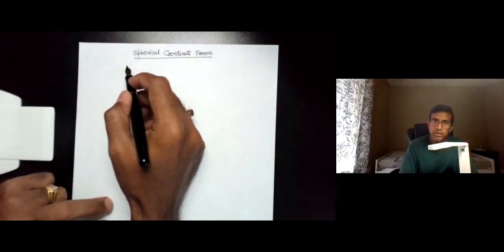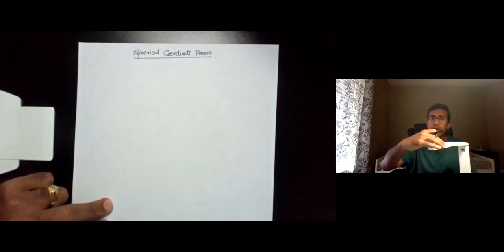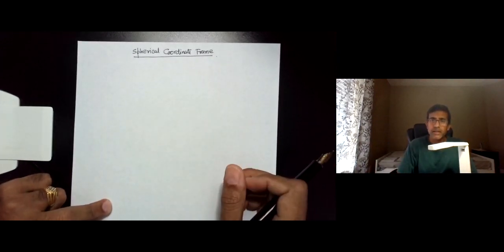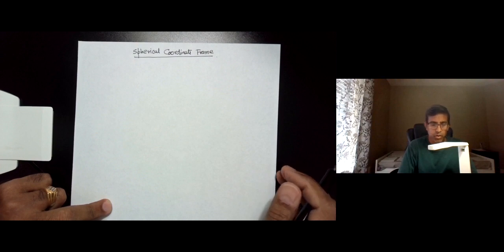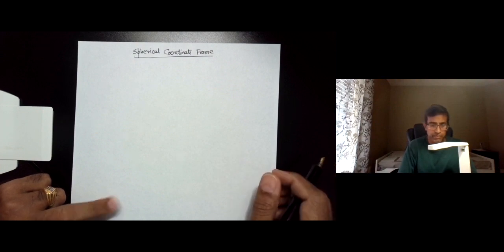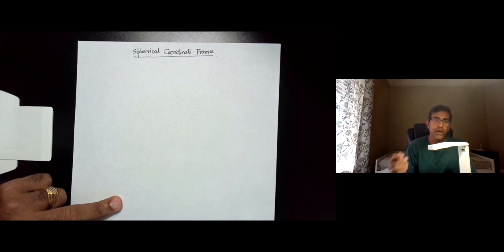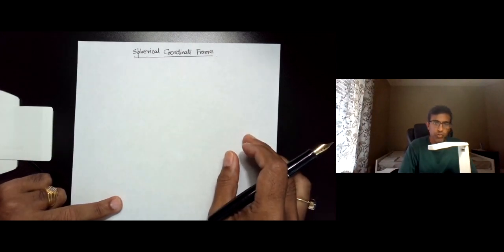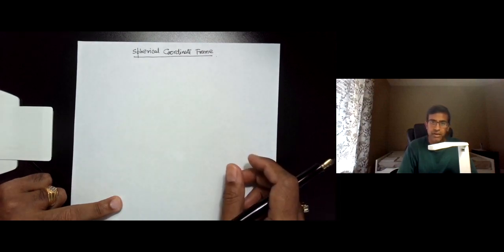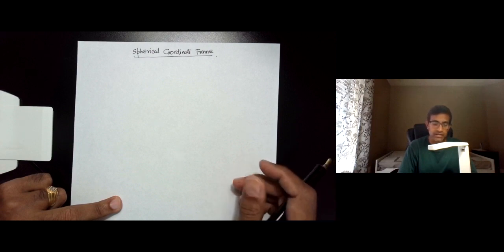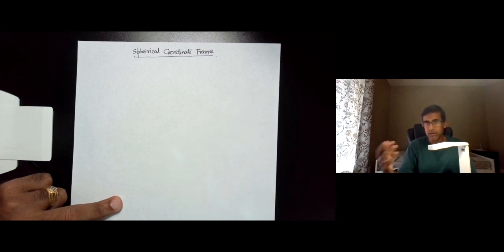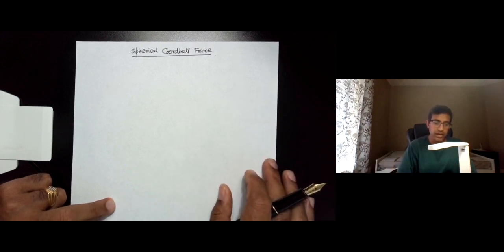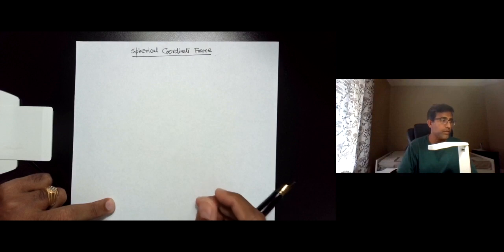So in this video we will talk about the spherical coordinate frame, and this is another moving coordinate frame or rotating coordinate frame that is used quite frequently in solving problems in dynamics. So we'll give an introduction to how the spherical coordinate frame is defined, how position, velocities and accelerations are generated, and we'll then get to use this in solving problems later on.